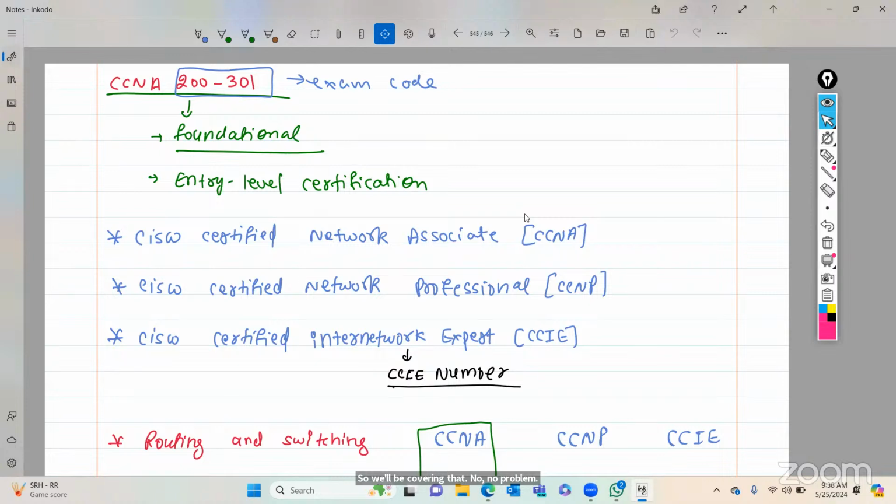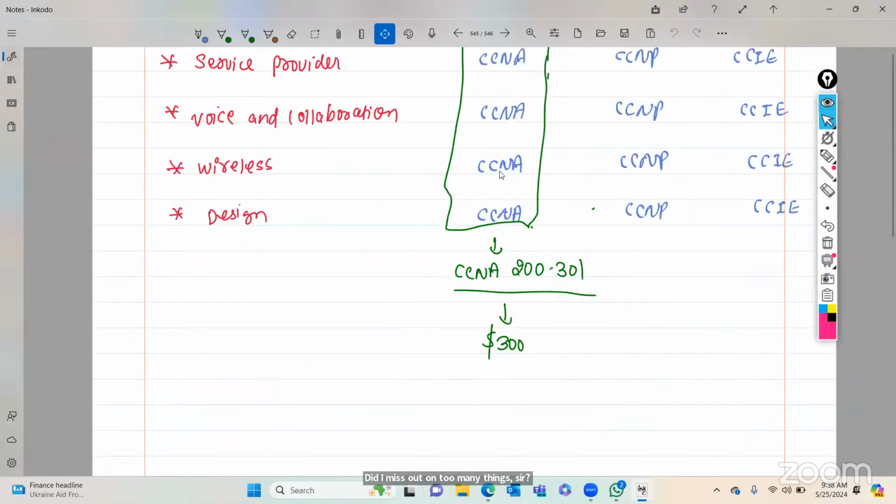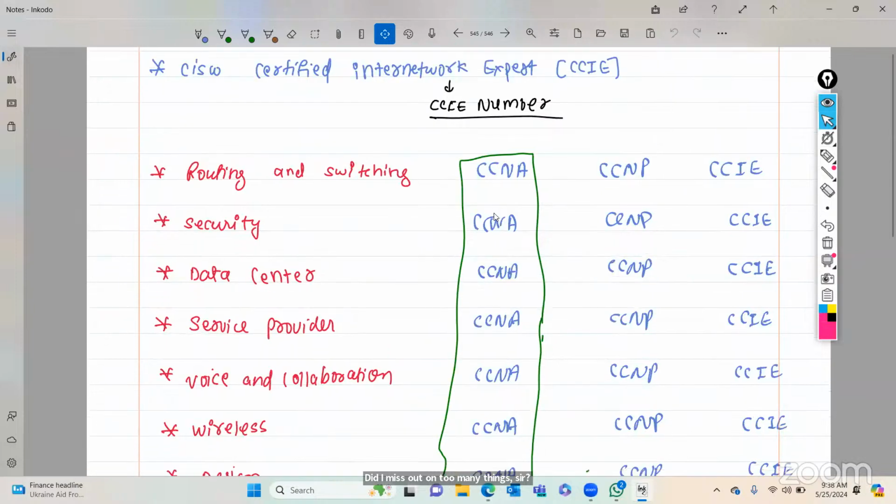Sir, am I audible? I'm Shubhadeep Chakraborty, sir. I joined a bit late, around 20 minutes late. Did I miss too many things, sir? No, you're just talking about what is CCNA. Okay, sir, thank you. Yeah, thank you a lot.